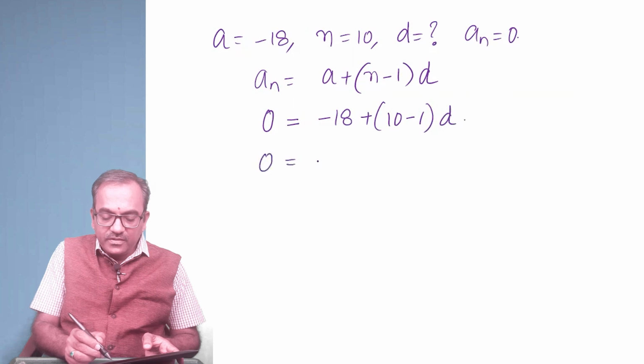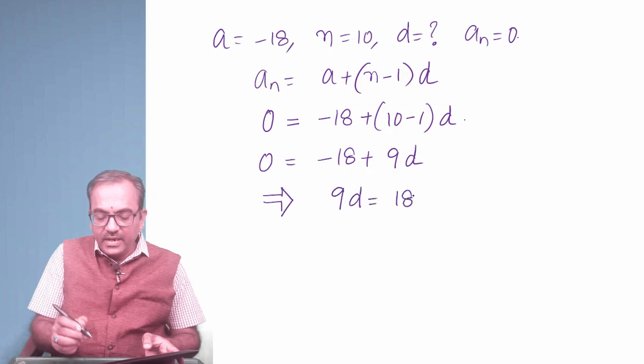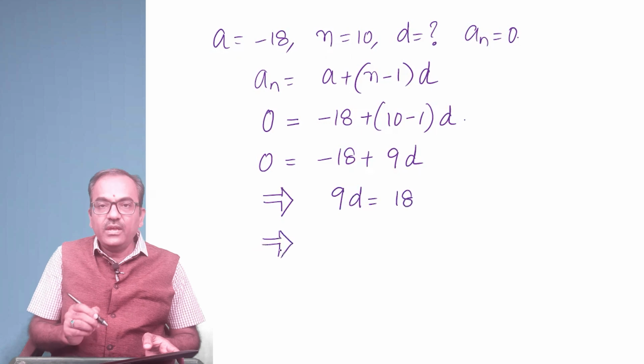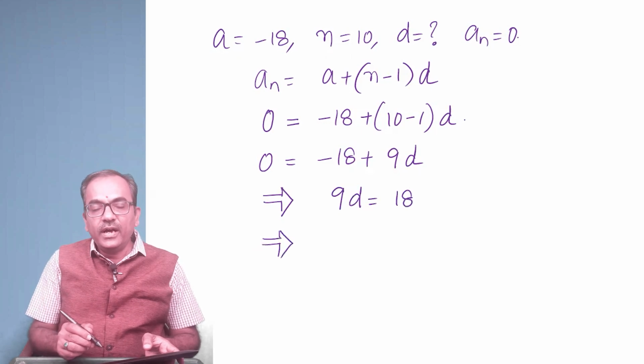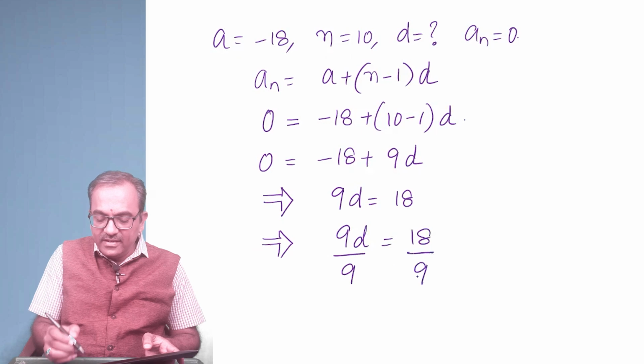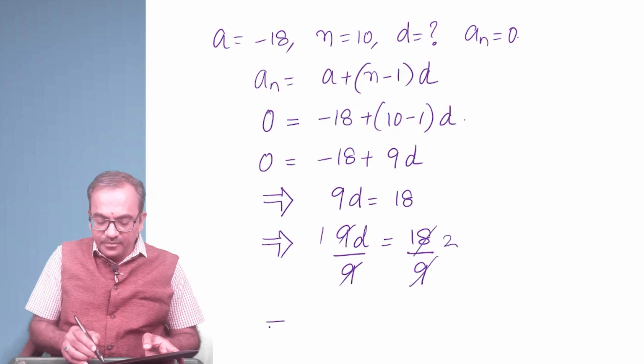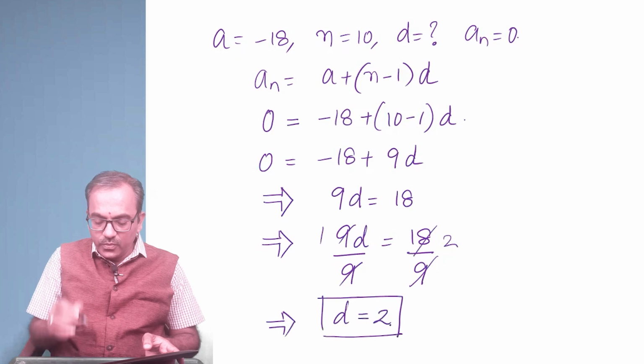So we have 0 is equal to minus 18 plus 9d, or this can be rewritten as 9d is equal to 18. Again, since we are searching for the value of the unknown d, we need 1d, but we have 9 d's here. Now 9d is equal to 18. Let us divide by 9 both sides. 9 ones gets cancelled and 9 twos gets cancelled, and the answer you get here is d is equal to 2.